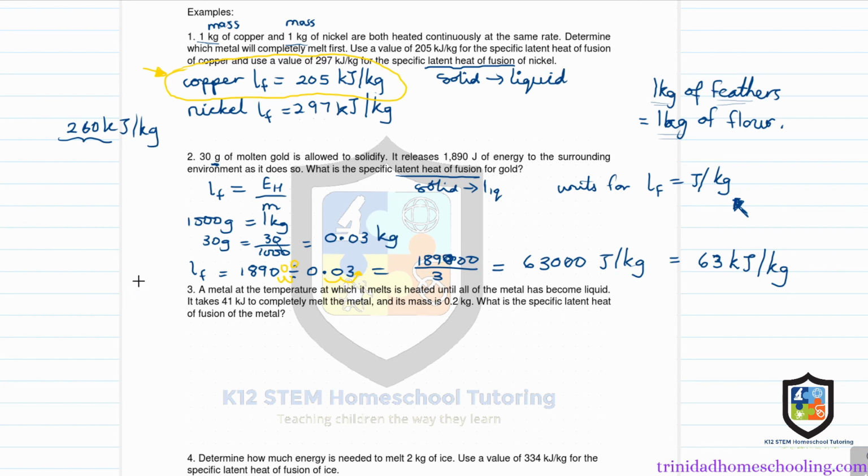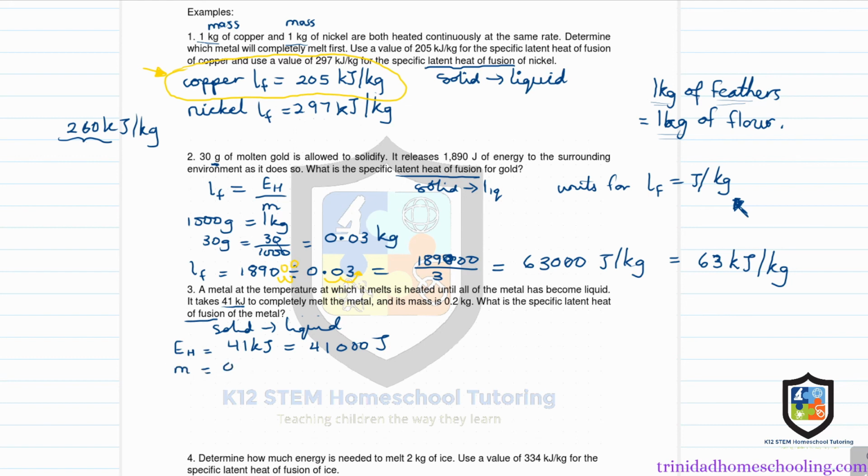Number 3. A metal at the temperature at which it melts is heated until all the metal has become liquid. It takes 41 kilojoules to completely melt the metal, and its mass is 0.2 kilograms. What is the specific latent heat of fusion of the metal? So we're talking about fusion again, so we're going from solid to liquid, and we want to find the specific latent heat. So they gave us the heat energy, which was 41 kilojoules, which is 41, and kilo means 1000, right? Joules.